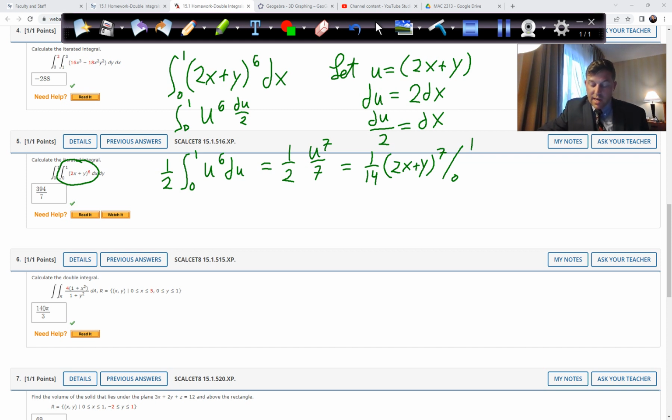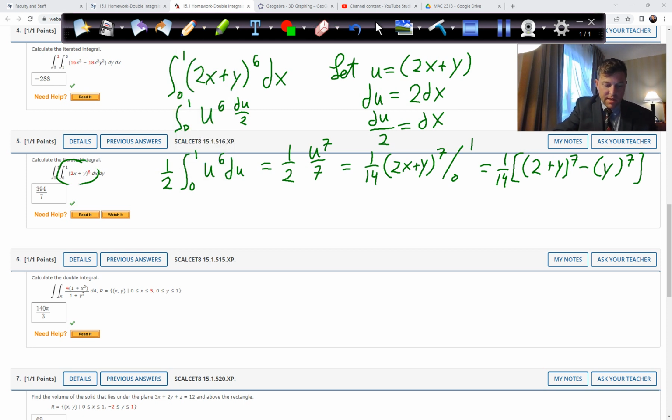And keep in mind that I'm only replacing the x with these numbers. So this is going to be 1 over 14 times 2 plus y raised to the 7th, minus just y, because x goes to 0, to the 7th. And now that is going to be what we're going to take the antiderivative of for the last part.